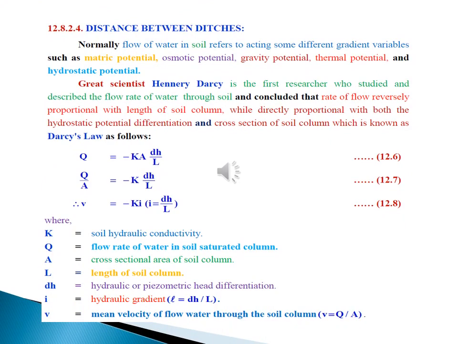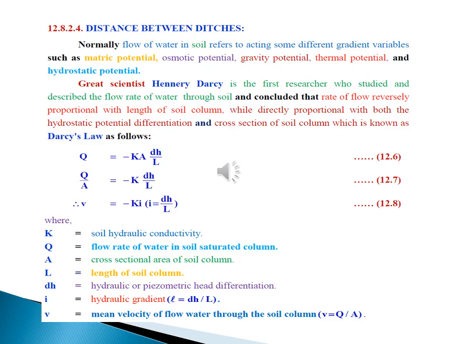Distance between ditches. Really, it is a very important subject to calculate the suitable distance between drainage ditches. Take into consideration that the flow of water in soil is acting under different gradient variables such as matric potential, osmotic potential, gravity potential, thermal potential, and hydrostatic potential.